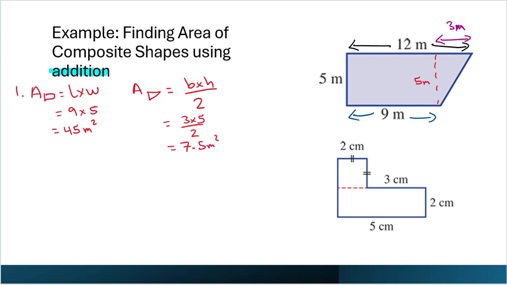And now that we found the area of the two shapes, we can just add the two together. So A total equals 45 plus 7.5, which equals 52.5 meters squared. Just like so.